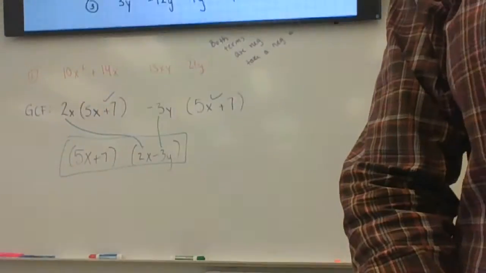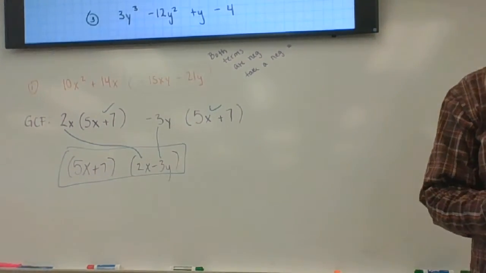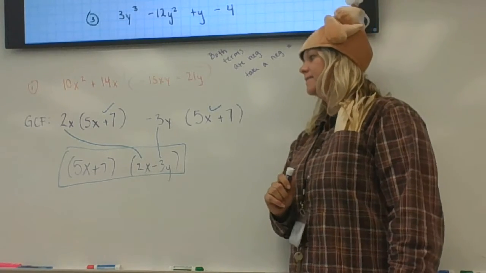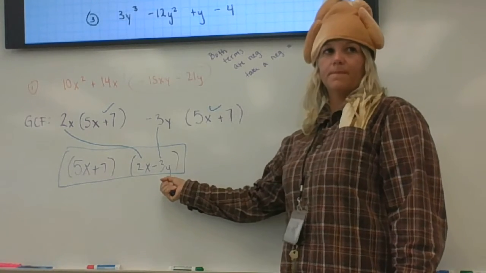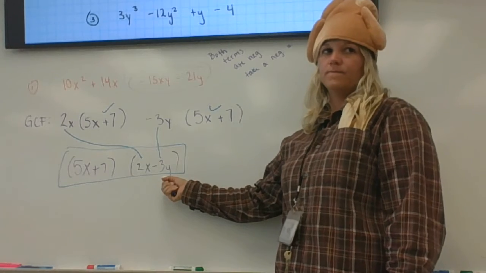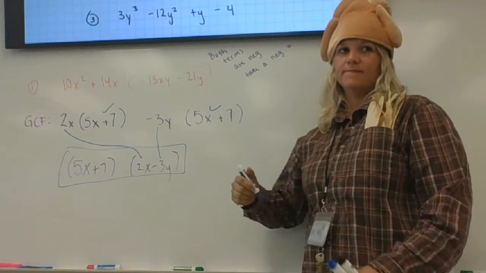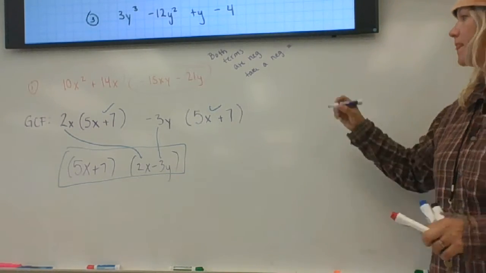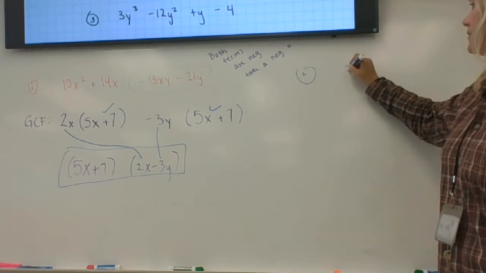Is that what you do every time? You get the two things to the left. And would it ever be negative 3y? Oh yeah. Okay, do it again.